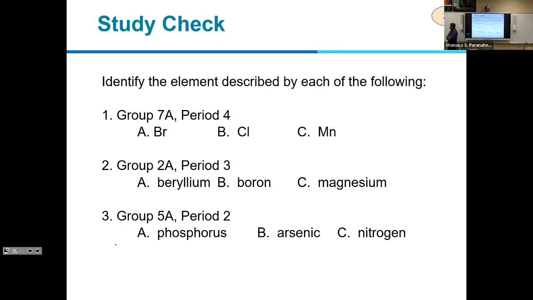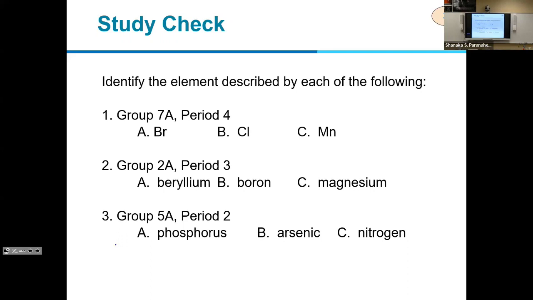Group 7A: 1A, 2A are the first two columns. Then skip 10, so the 13th column is group 3A, 4A, 5A, 6A, 7A. So we need 7A. So what is the period 2 element? Is it period 2? Period 4, sorry, my bad. So which one? It's bromine.